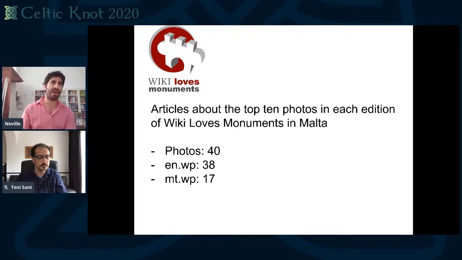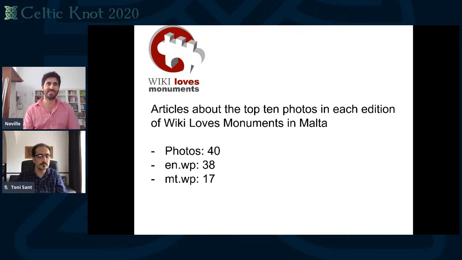If we look a little bit at the projects we've actually worked on and how those have impacted Maltese language Wikipedia, we can see that in terms of Wiki Loves Monuments, we basically went through the top 10 photos from each year, and we tried to see how many of the sites that are the subject of the photos have an article in both English language Wikipedia and the Maltese language Wikipedia. And we can see that out of a total of 40 photos, 38 of them actually have articles in English language Wikipedia, but only 17 in Maltese language Wikipedia.